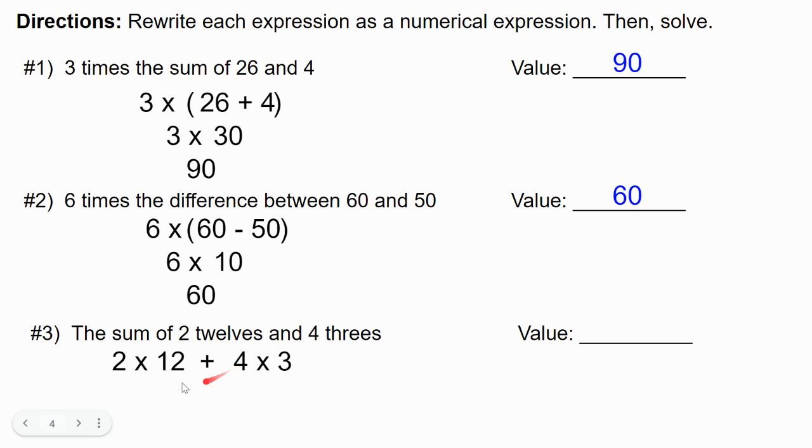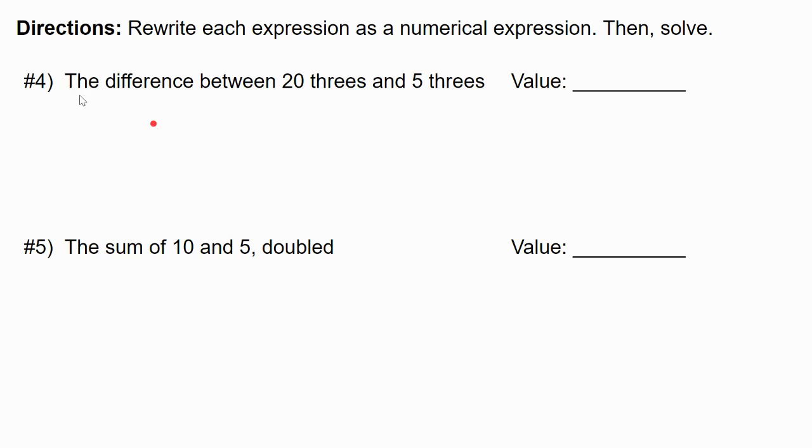So now what we can do is find the value or answer to this. Remembering GEMS, we can remember that we're going to be multiplying before we add. So let's multiply 2 times 12, which is 24. And now we're going to multiply 4 times 3, which is 12. We can add these two answers together to get 36. So the value or answer is 36.